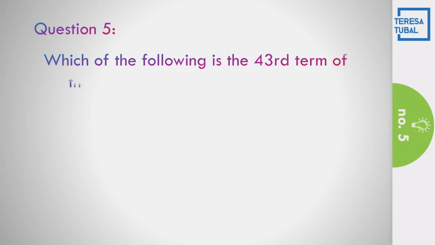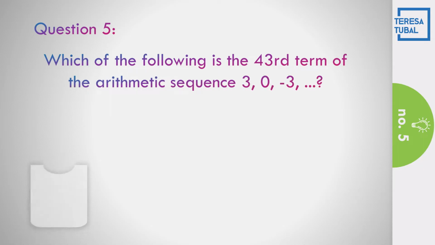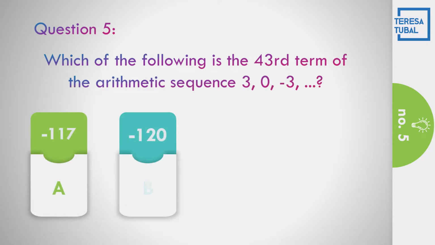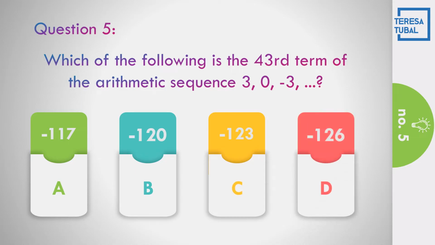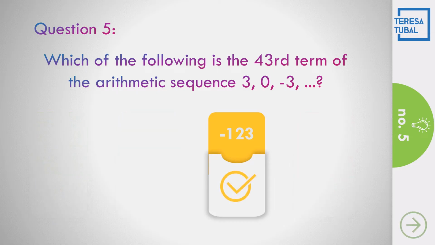Which of the following is the 43rd term of the arithmetic sequence 3, 0, and -3? A, -117, B, -120, C, -123, D, -126. What do you think is the answer for question number 5? Correct. The answer is equal to -123.